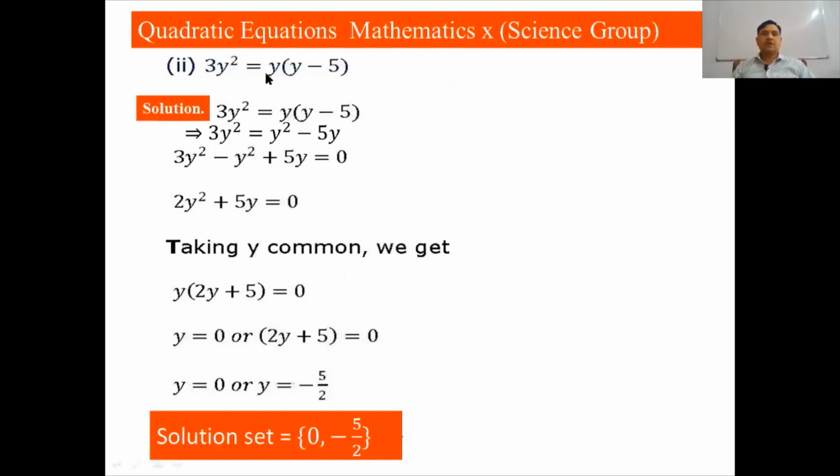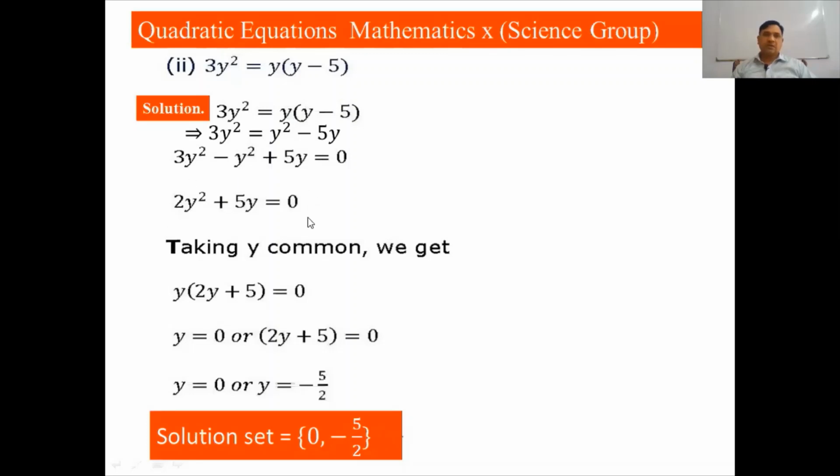3y square plus is equal to y into y minus 5. So first we have to multiply this y with y and minus 5. This is y square minus 5. When we shift these two terms into the left side, we have this equation. Now we add up these two terms, 2y square plus 5y is equal to 0.